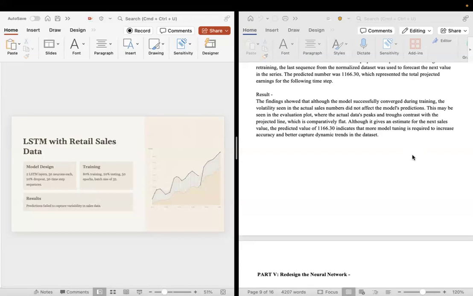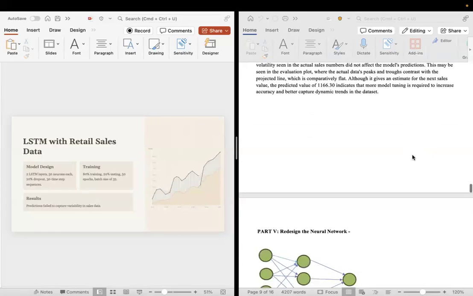Although it gives an estimate for the next sales value, the prediction value of 1166.30 indicates that more model tuning is required to increase accuracy and better capture dynamic trends in the dataset.